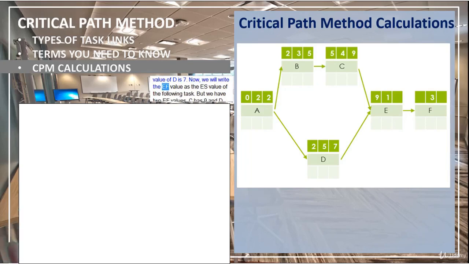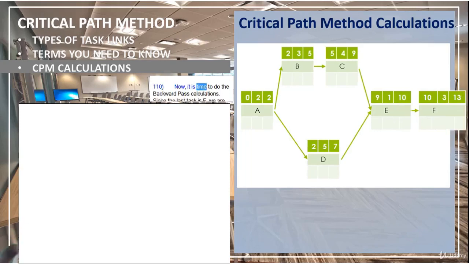Now, we will write the EF value as the ES value of the following task. But we have two EF values. C has 9 and D has 7. Which ES value should we choose for E? What do you think? We should choose the larger value here. So, ES value of E is 9. We are completing the remaining forward pass calculations in the similar way.